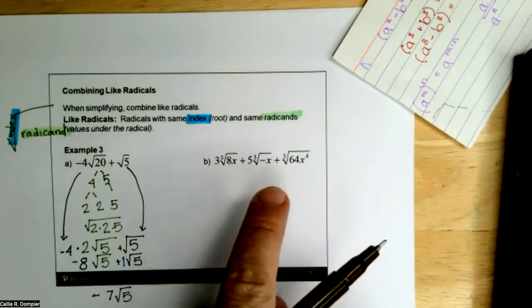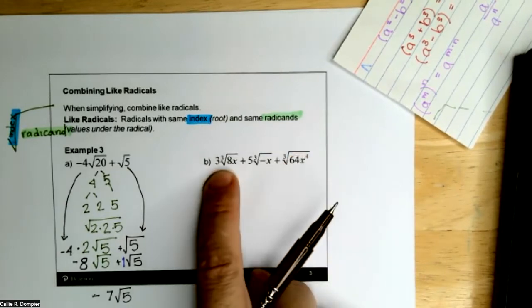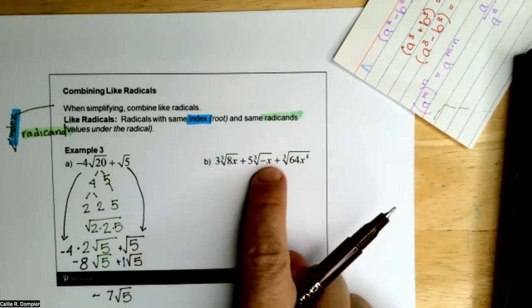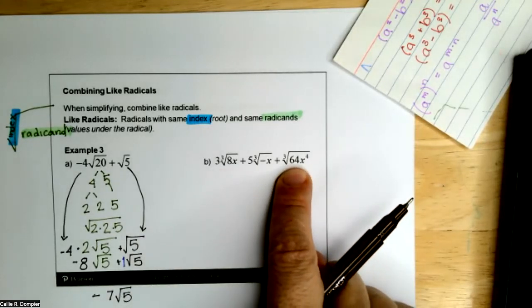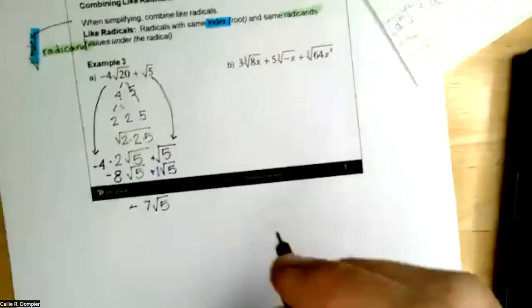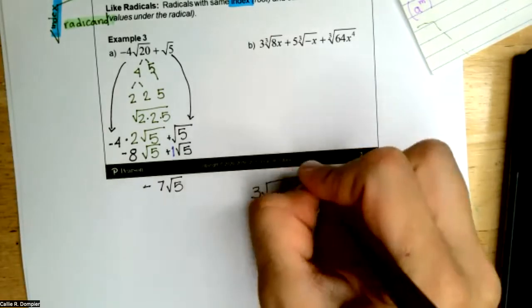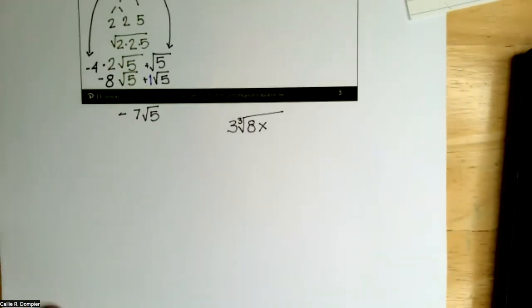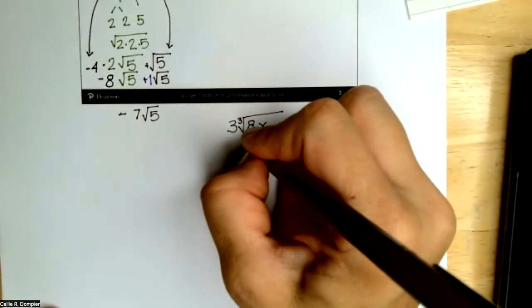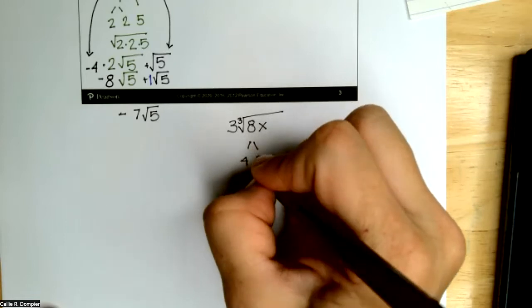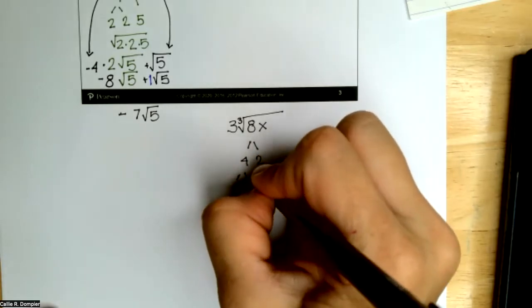Here we have an index of 3 on each one. Here the radicand is 8x, here it's -x, and here it's 64x to the 4th. Good. All right. So if I have 3 times the third root of 8x, don't worry about the x, 8 becomes 4 and 2, or I just know it, right? 4 becomes 2 and 2, 2 stays the same.